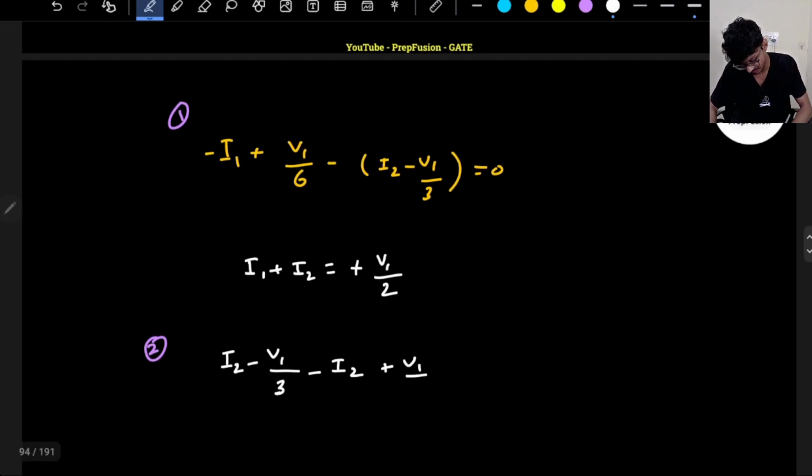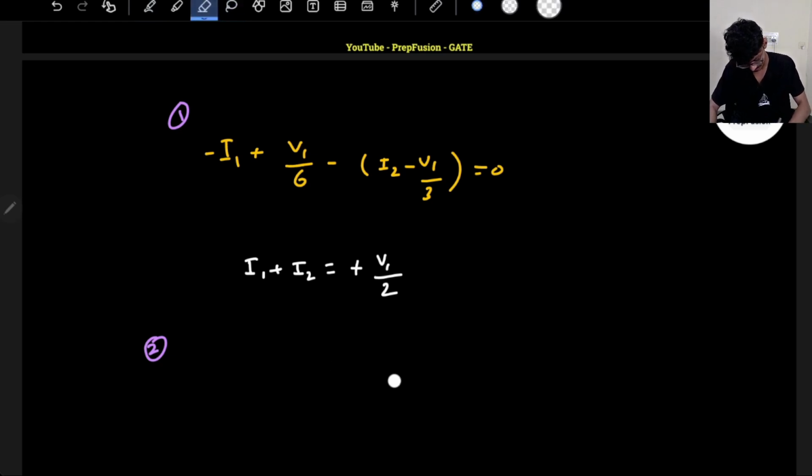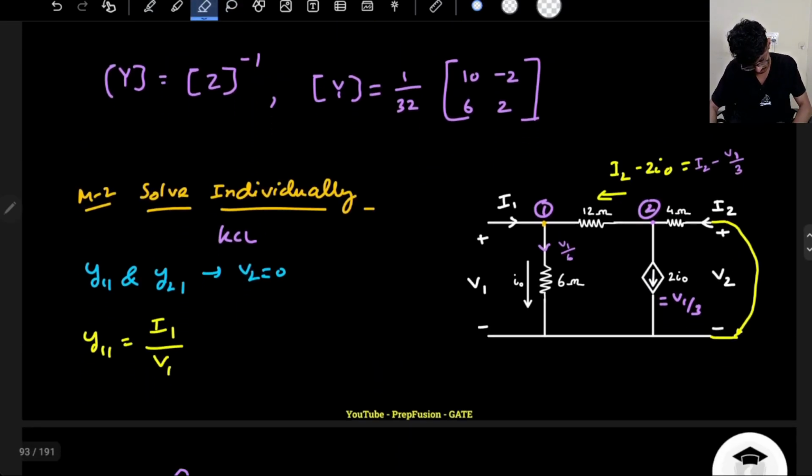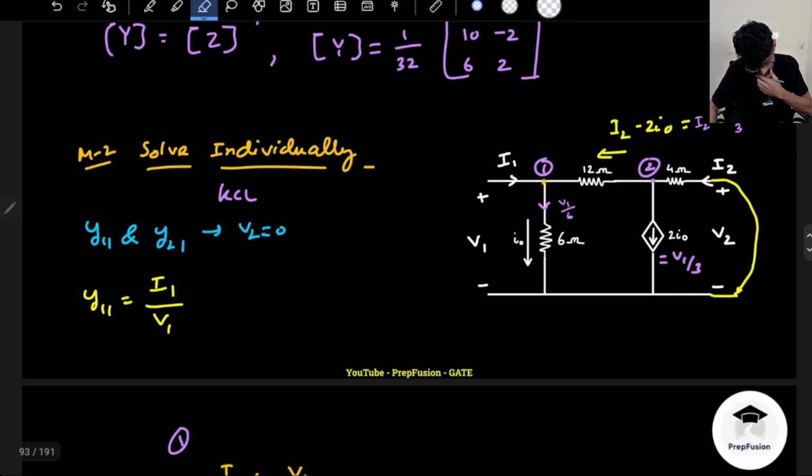Okay, this KVL is nothing new. This we have already used, right? So this we cannot use again. Is there anything else we can use? That is what I'm thinking.